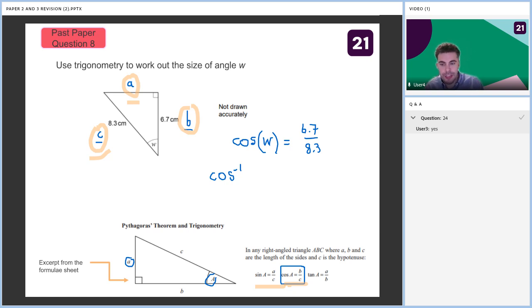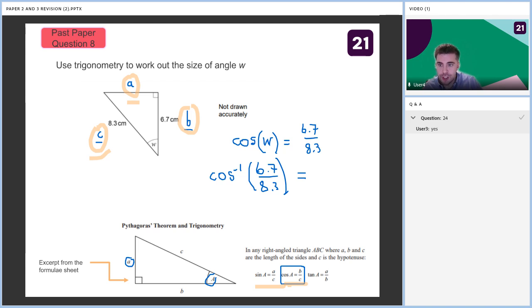To find W here, we use the inverse cos function. It will then open up a bracket for you on your calculator screen. It's just a case then of popping that fraction into the brackets and pressing equals. Little hint for you is that when you're trying to find a missing angle, that is when you use the inverse. Inverse is only used in trigonometry when you're trying to find a missing angle. If you're trying to find a missing length, you will not use the inverse.